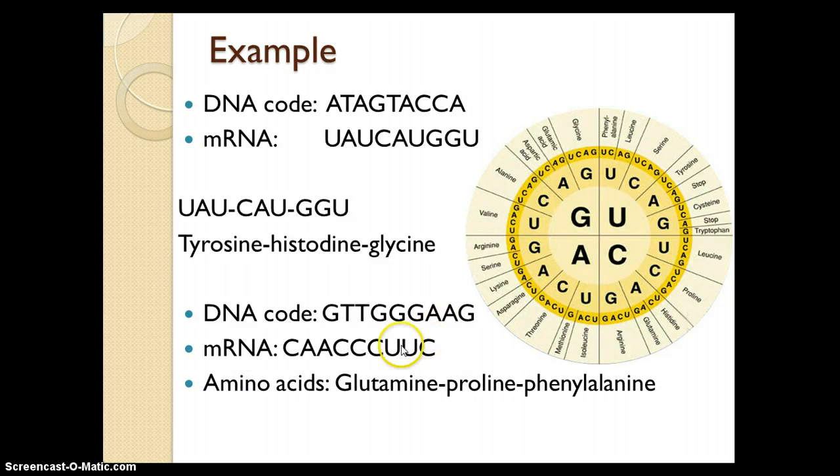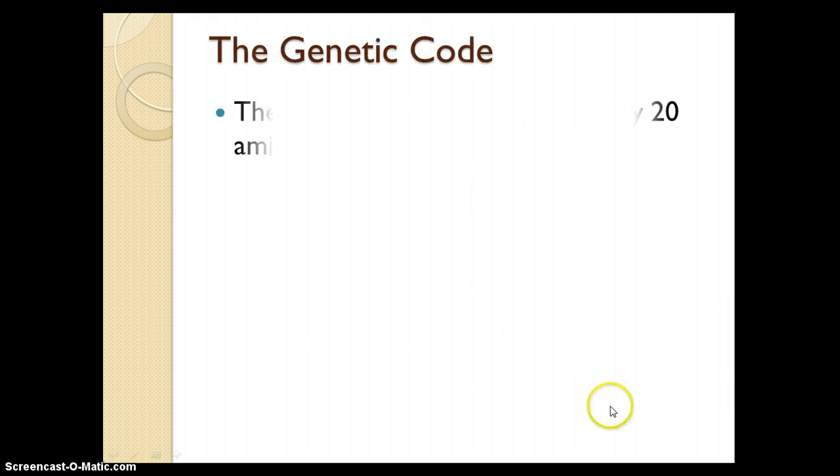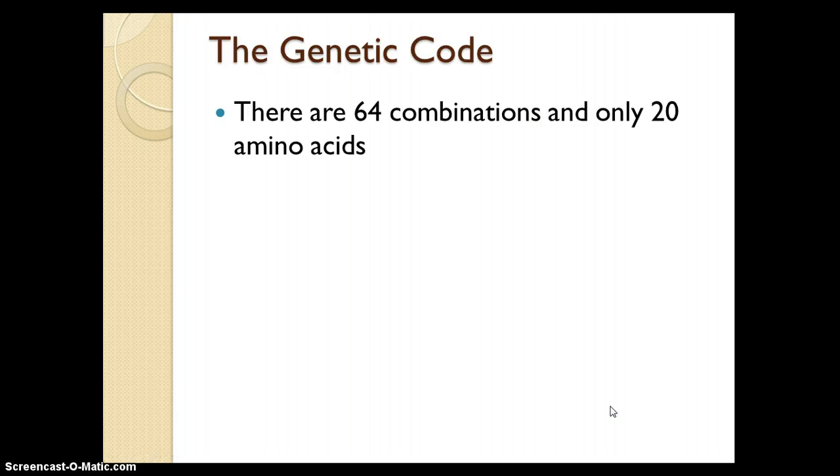So the amino acid sequence that you should have gotten is glutamine, proline, and phenylalanine. So the genetic code, you'll notice in that diagram there were a couple of different codons that stood for the same amino acids. Because there's three letters per codon, and a total of 4 letters, there's actually 64 combinations of different bases that make up codons, but there's only 20 amino acids. So we say that the genetic code is redundant because every amino acid essentially has a couple of codons at least that code for that amino acid.